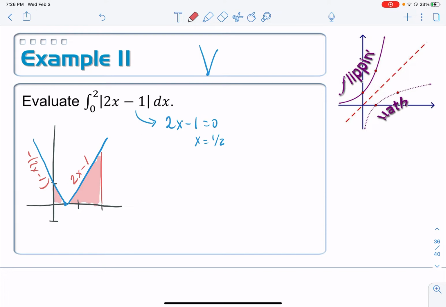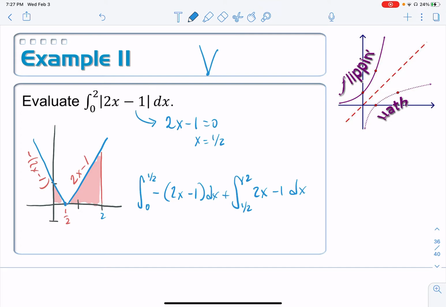So I'm going to use that additive interval property of integrals, break this up at specifically 1/2 here, and write it as two separate integrals. It's going to look like this. I'm going to find the definite integral from 0 to a half of negative 2x minus 1 with respect to x, and then add in the definite integral from 1/2 to 2, and the 2 right there, of 2x minus 1, also with respect to x.